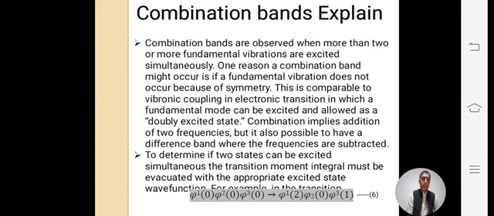Here is some explanation of combination bands. One reason a combination band might occur is if a fundamental vibration does not occur because of symmetry. This is comparable to vibronic coupling in electronic transitions, in which a fundamental mode can be excited and allowed as a doubly excited state. To determine if two states can be excited simultaneously, the transition moment integral must be evaluated with the appropriate excited state wave function. For example, we can see here in equation number 6.